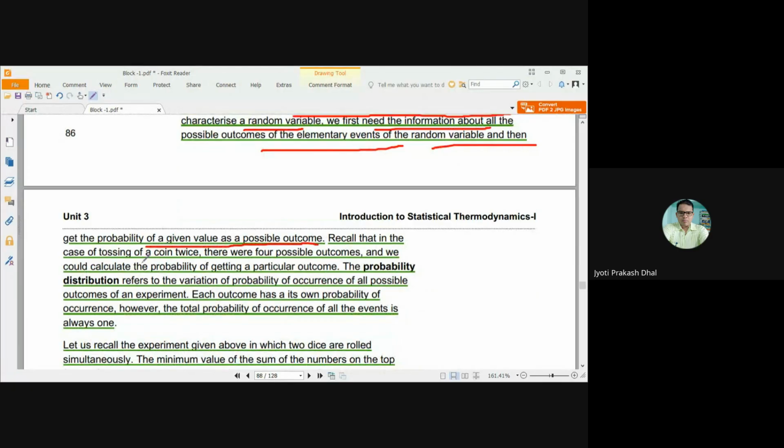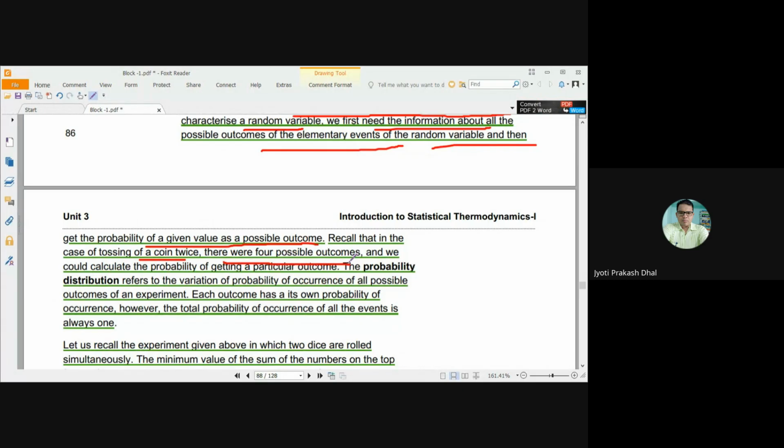Recall that in the case of tossing a coin twice, there are 4 possible outcomes. So if you toss a coin twice, there will be 4 possible outcomes.